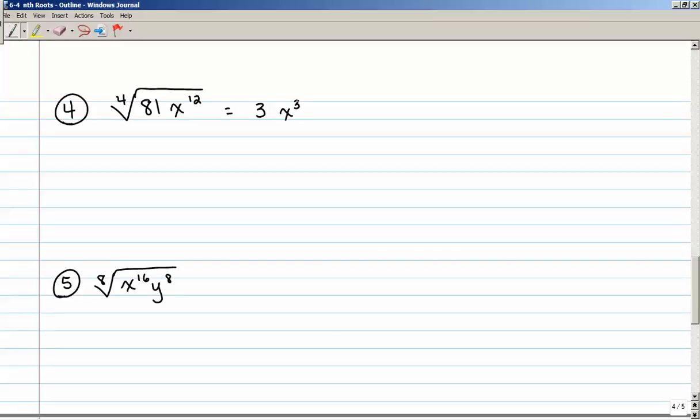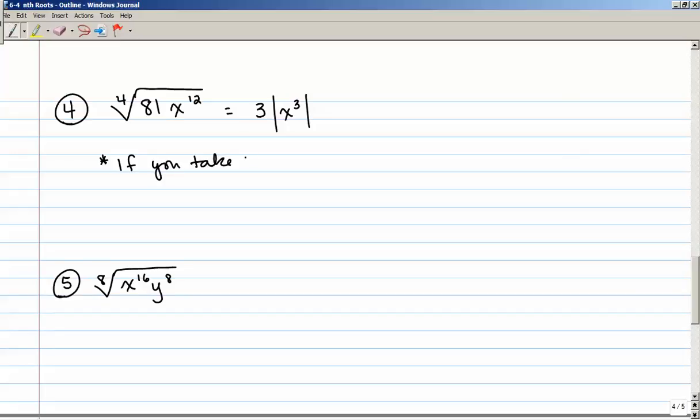The 4th root of x to the 12th, 12 divided by 4, is going to give me an x cubed. And I'm going to do something here that's going to confuse you. I'm going to put absolute value bars around it. And let me explain why. So there's a rule, and I'll write it out for you. It says that if you take the even root, which in this case is 4, of an even power, which in this case is 12, and your answer is an odd power, in this case 3, then you have to use absolute value bars. So let me write that rule out for you.